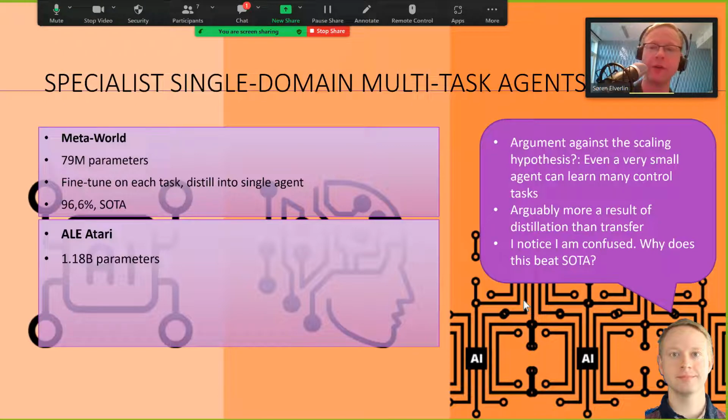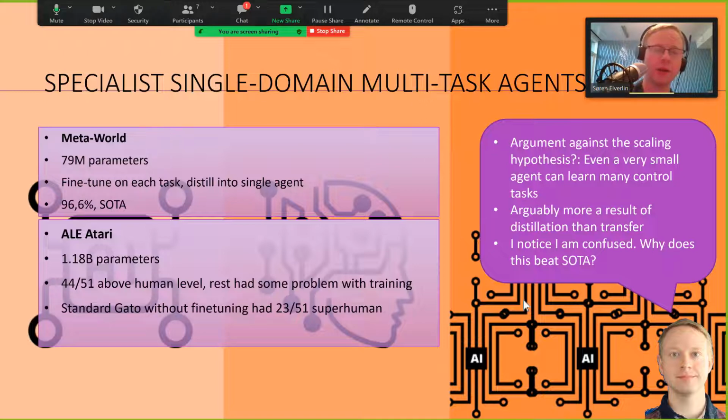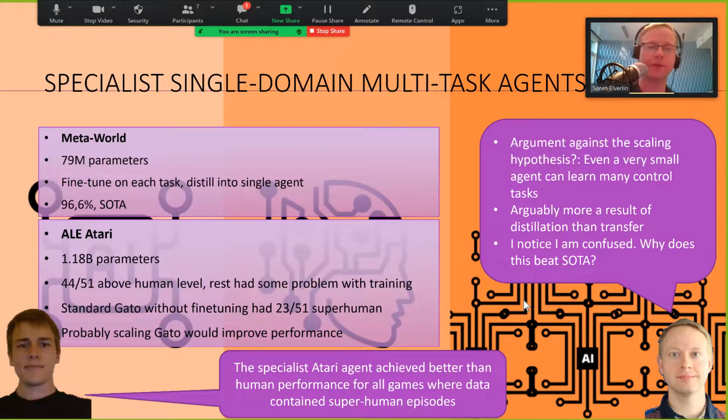Then they also have the Atari problems, where they use the full model, and the demonstrations had some kind of problem. It was not entirely clear to me what it was, but in the rest of them, 44 out of 51, they managed to perform above the human level, even without any kind of fine-tuning. 23 of the 51 Atari games had superhuman performance, and they expected just scaling would improve this. The problems with training can be summarized as: the specialist Atari agent achieved better than human performance for all games where data contains superhuman episodes. Again, because they're not directly doing reinforcement learning, they are distilling other reinforcement learning algorithms.